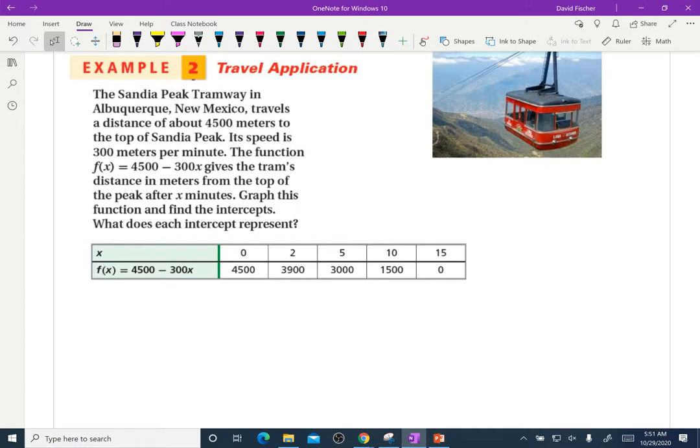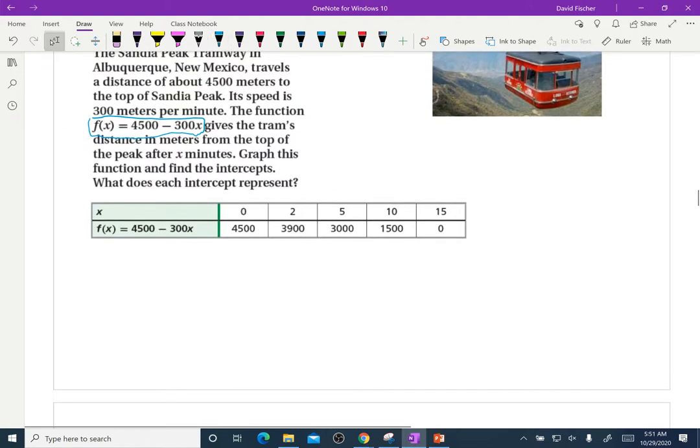All right, here we got this tram in Albuquerque, New Mexico. The distance is about 4,500 meters to the top. It's going up at a speed of 300 meters per minute. The function is here. So we'll start looking at these functions as they give them to us, because pretty soon we're going to have to write these. So right now they're modeling it for us, telling us, here's the deal. It's 4,500 minus 300x. It gives the distance of the tram in meters from the top of the peak after x minutes.